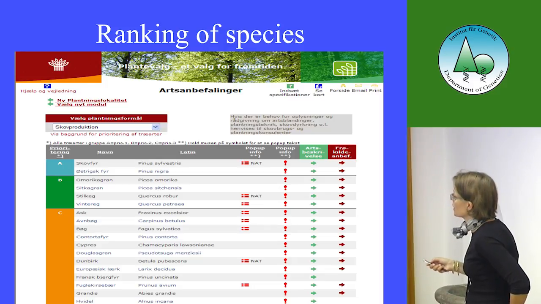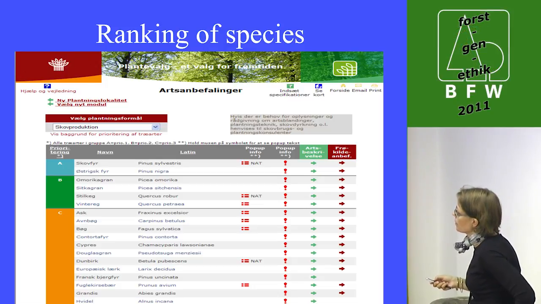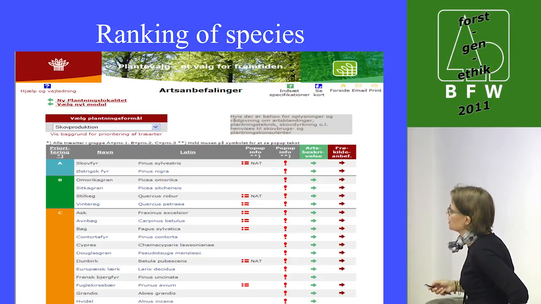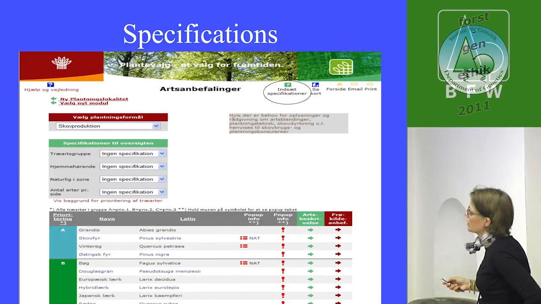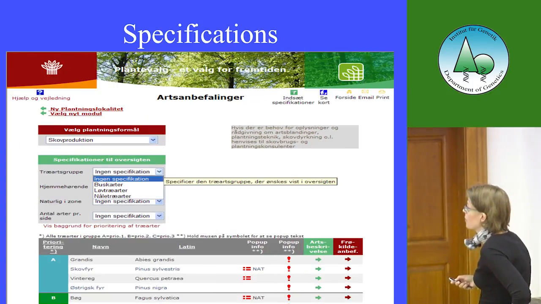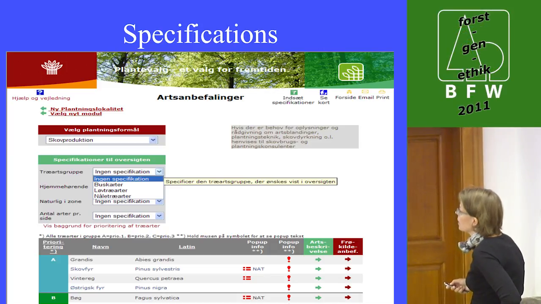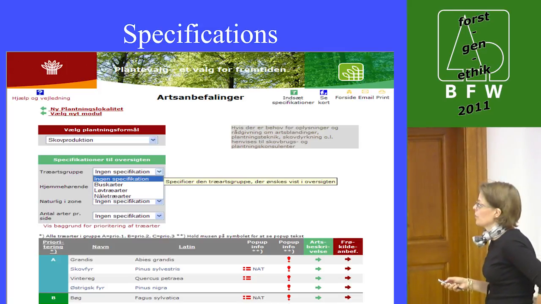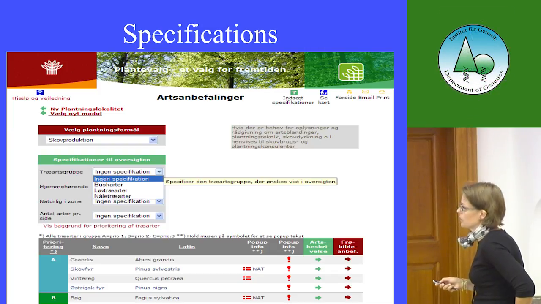And then you get this long list of species where you can see this is the one in A, in B, in C, in D, and so forth. Then you can go and put in some specifications. You can click here, and you can say, okay, do I want to plant shrubs? Do I want to plant broadleaves? Do I want to plant conifers? Also, I could say I would only want to plant species which are native, or I only want to plant species which occur naturally in the zone where I want to plant.